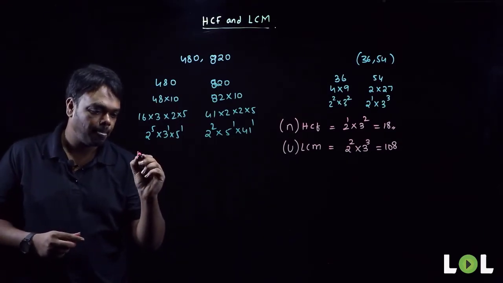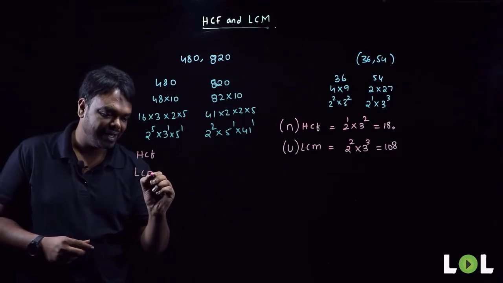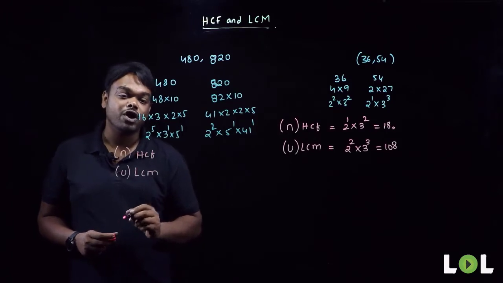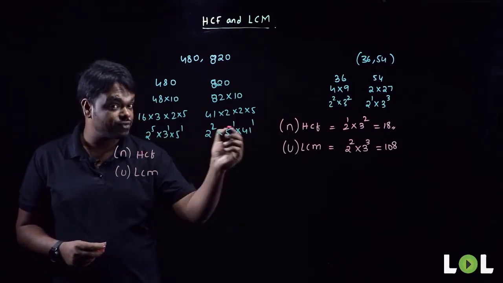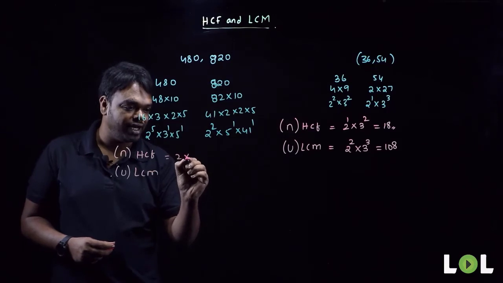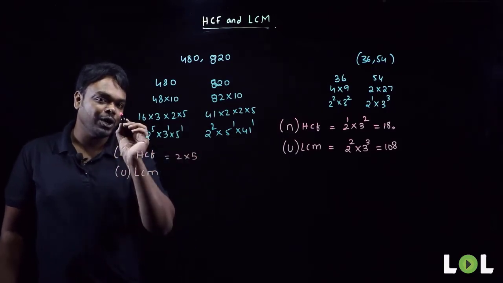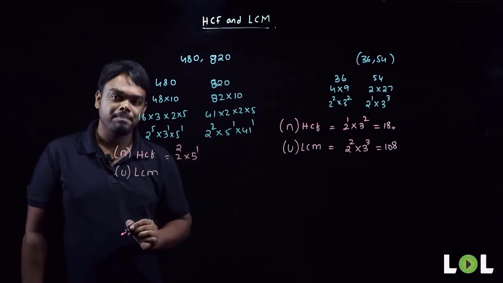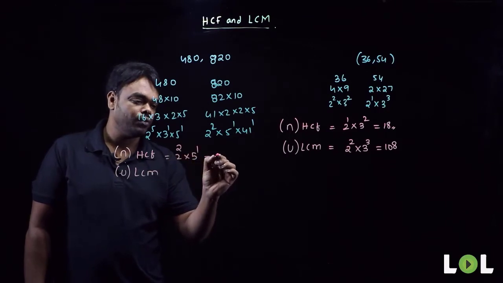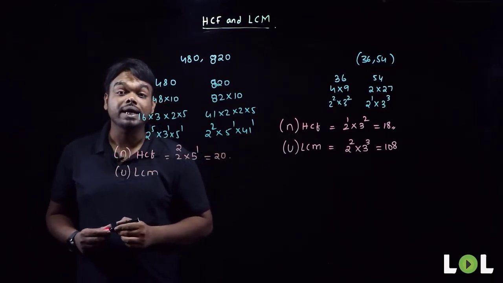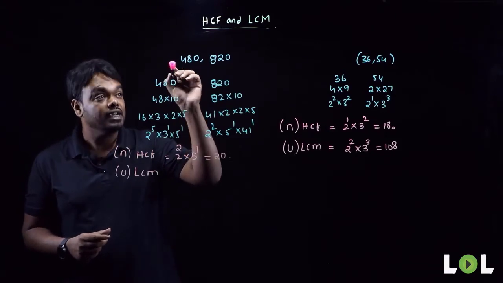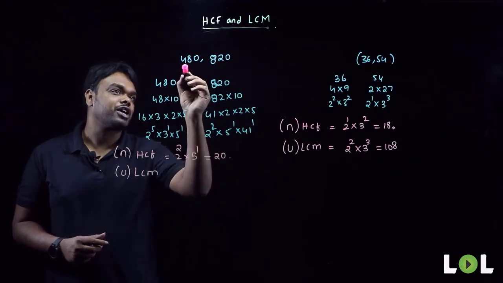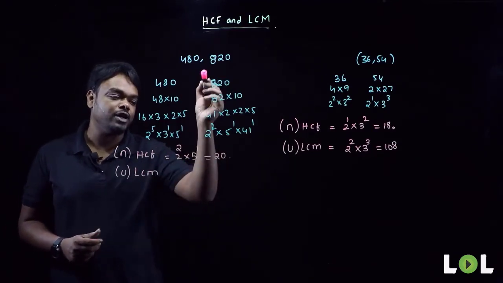Now let us calculate HCF and LCM. Intersection, union. Intersection means all the common bases. Which are the common bases for both the numbers? Only 2 and 5. Which power should we take? Lowest power. Lowest power of 2 is 2 and lowest power of 5 is only 1. So 2 square is 4, 4 into 5 is 20. So it means 20 is the highest number that can divide both 480 and 820. There is no number bigger than 20 which can divide both these numbers. So HCF of 480 and 820 is 20.